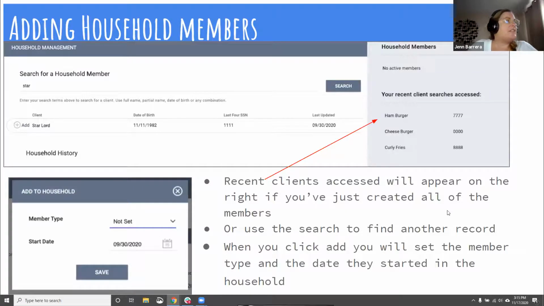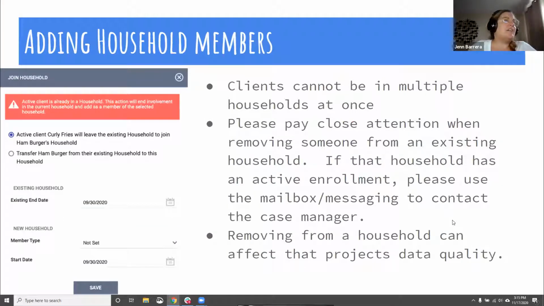All right, adding household members here. Clients cannot be in multiple households at once. This is new also from Service Point. So if you go to add a member to a household and they're already enrolled, you'll get this message here. Please pay close attention if you're removing someone from an existing household.